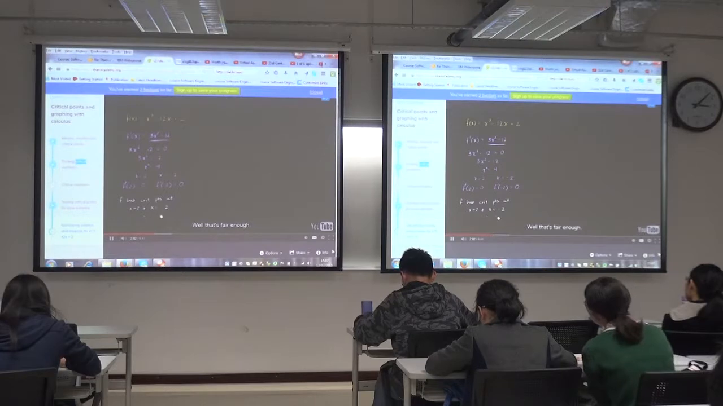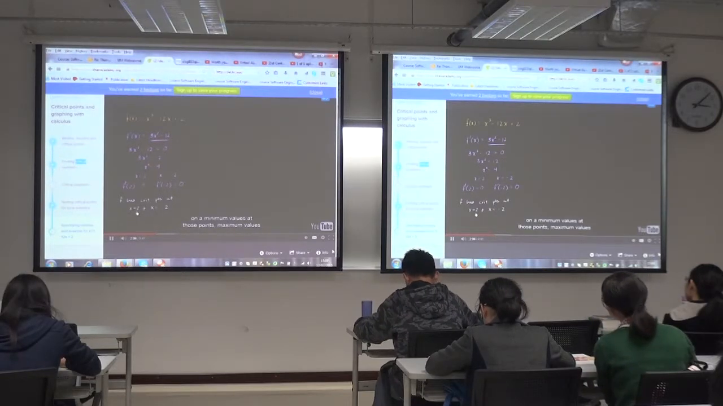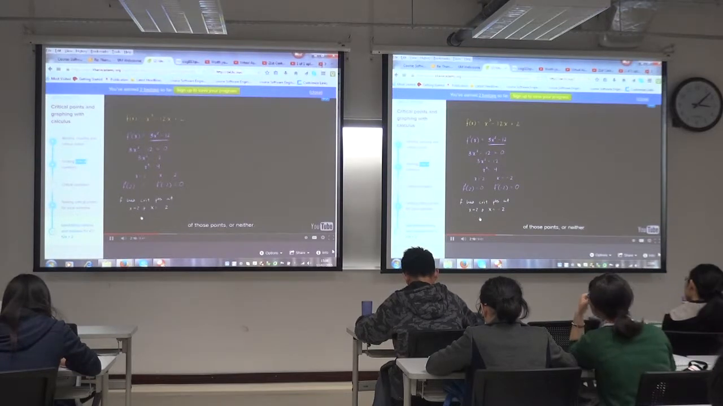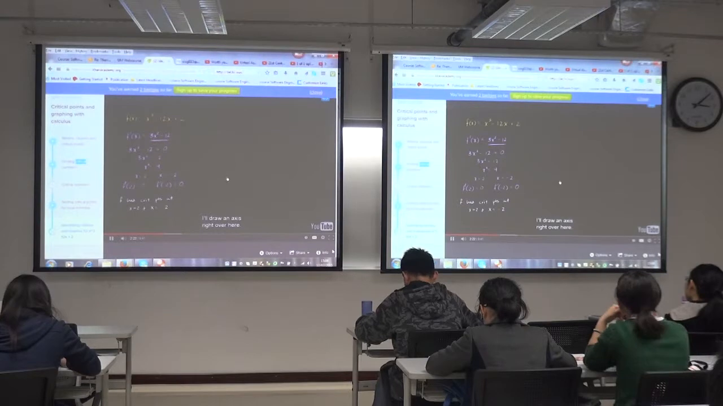Well, that's fair enough, but we still don't know whether the function takes on minimum values at those points, maximum values at those points, or neither. To figure that out, we have to figure out whether the derivative changes signs around these points. So let's actually try to graph the derivative to think about this. So I'll draw an axis right over here. I'll do it down here, because maybe we can use that information later on to graph f of x.